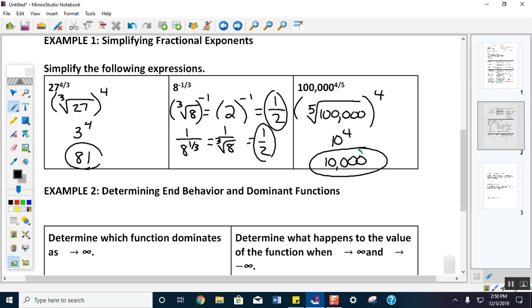You guys feeling good about simplifying expressions with rational exponents? Are you able to make the connection of rational exponents and put it in terms of root form or radical form? All right, excellent.